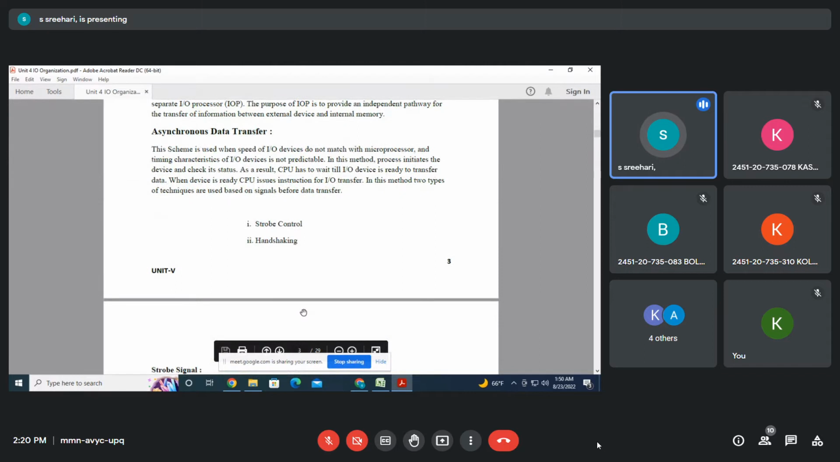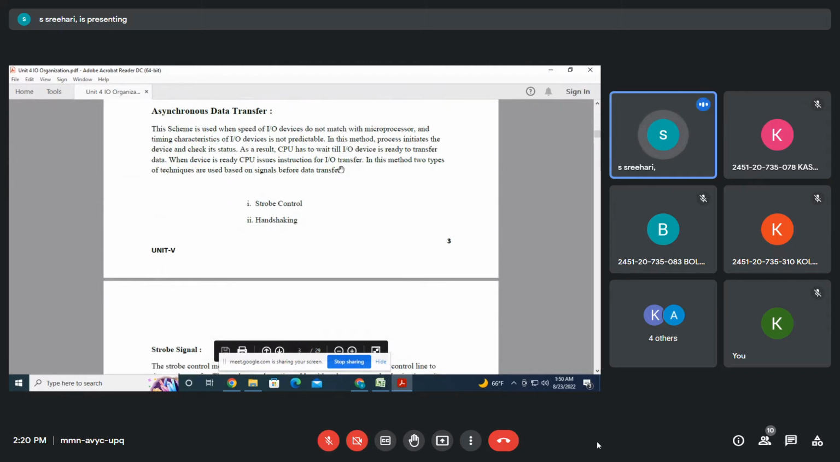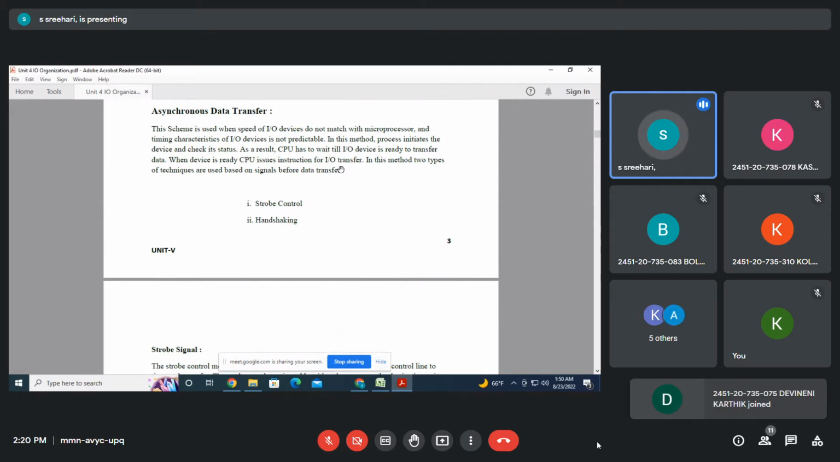We have asynchronous data transfer. There are two methods of data transfer between the IO devices and the processor: the strobe control method and the handshaking method. What is the first one?